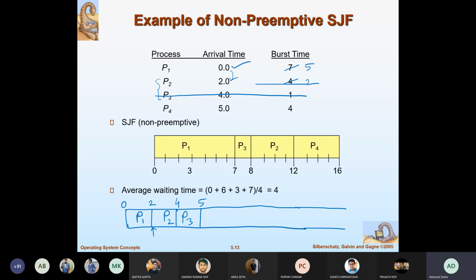When P3 completes, there are the processes P1, P2, P4. Whose burst time is less? P2. So allow P2 for execution. How much time will it take? 2. So it finishes at 7. Next, P1 and P4. Which one has less? P4. How much time will it take? 4 seconds. 7 plus 4, 11. Next. Clear? Yes, sir. Any doubt with this?